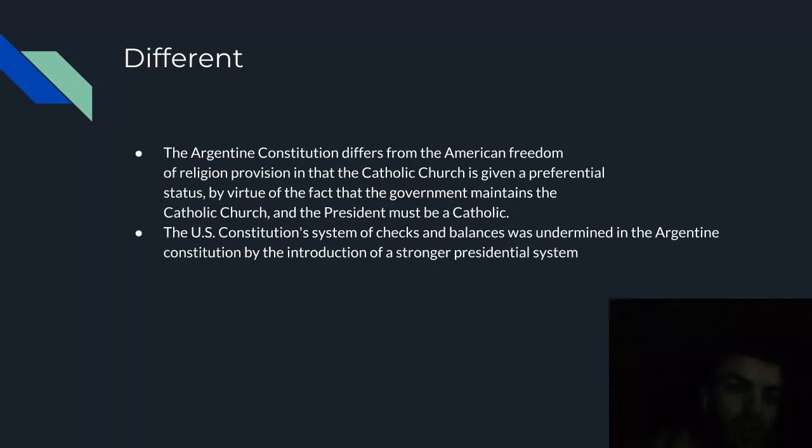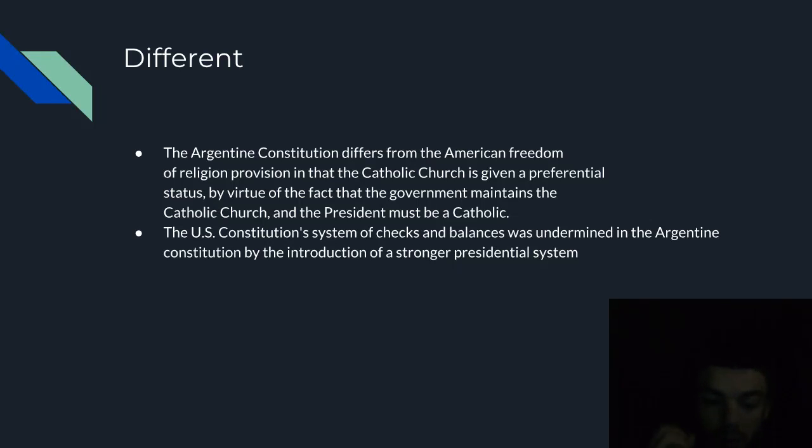The differences between Argentina's constitution and the United States Constitution is that Argentina's constitution differs from the Americans' freedom of religion. So basically, that's saying that in the United States Constitution, we have freedom of religion. In Argentina, they don't have freedom of religion. They have to worship a certain type of religion. So in Argentina, they have to go to a Catholic church, and the government maintains the Catholic Church.